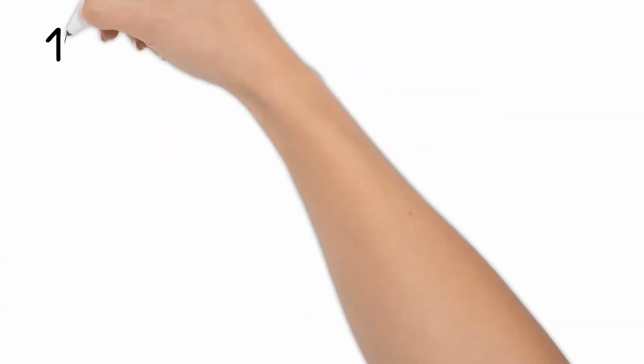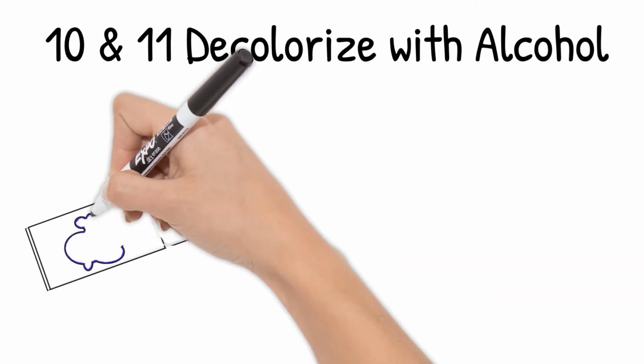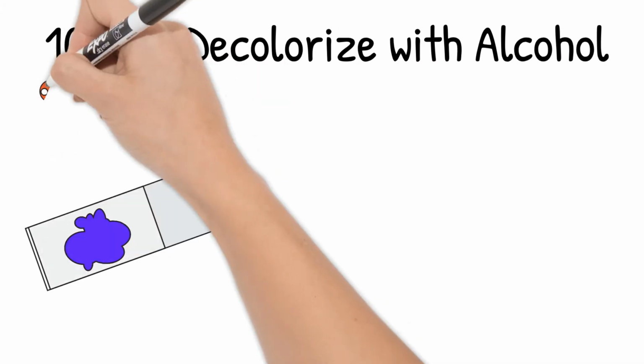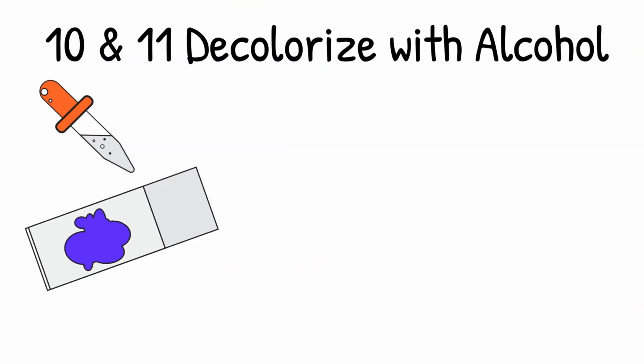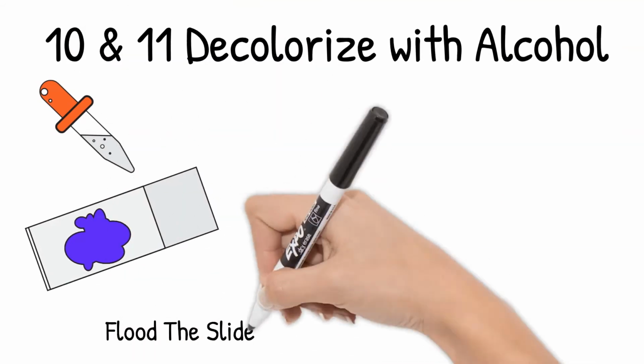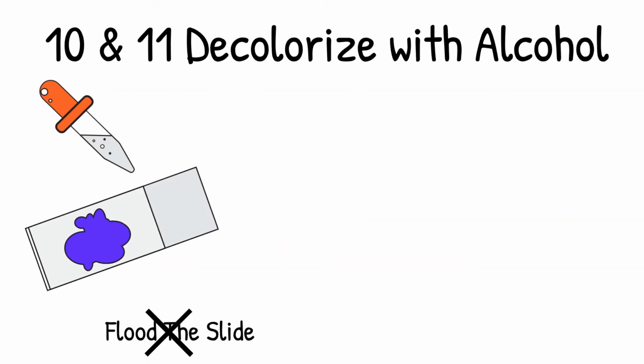Step 10 and step 11 are kind of combined into one. So it's a decolorizing step. Alcohol. Laboratories typically use alcohol because it is cheap and easy to find. Do not flood the slide and let it sit there like other stains. But drop the alcohol onto the slide and let it drift off.